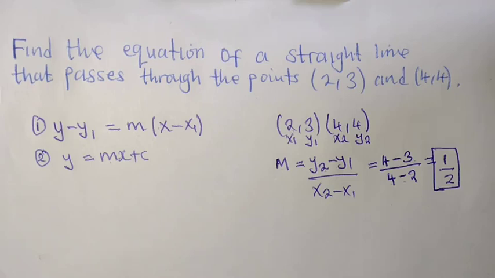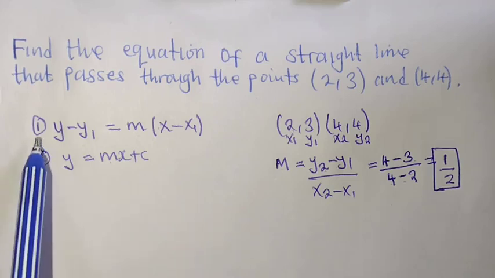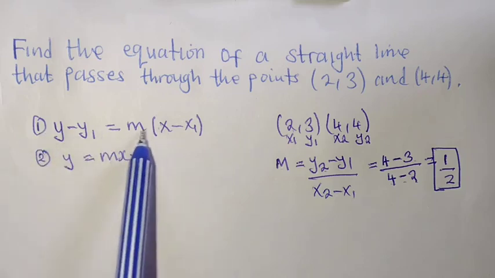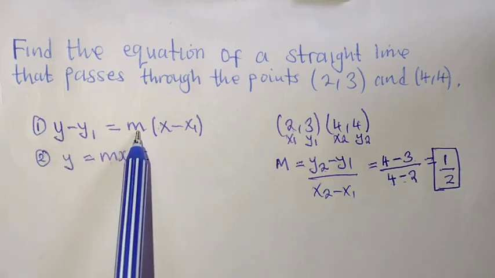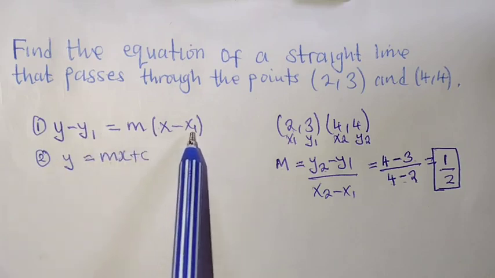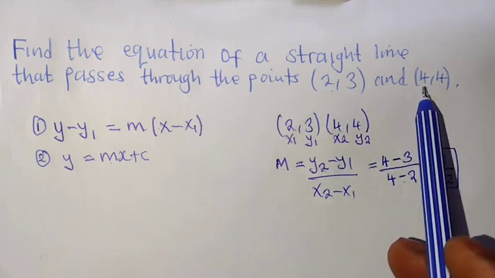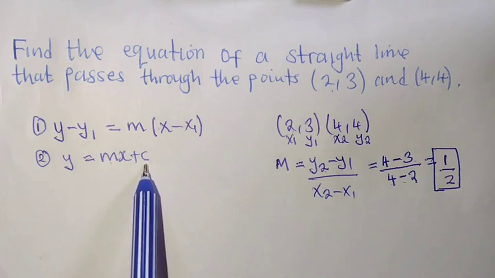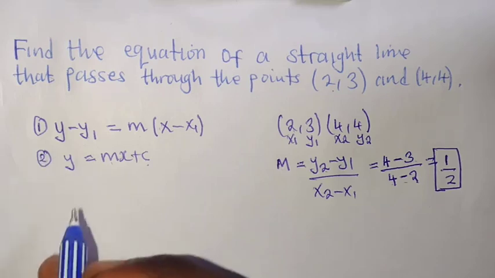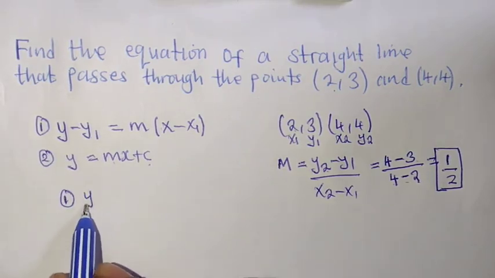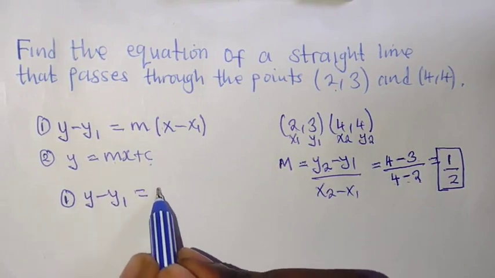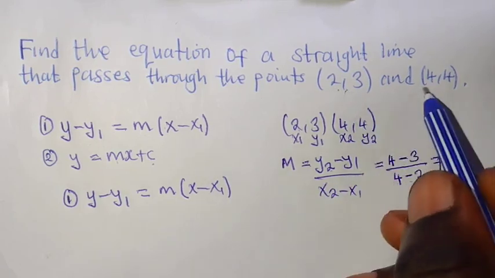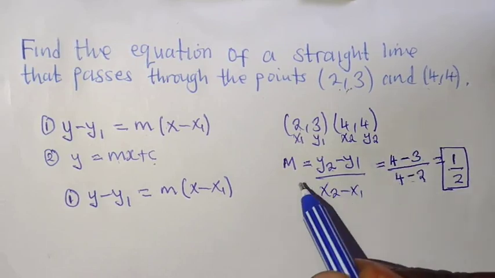After finding the gradient, you can use either this formula or this one to find the equation of the straight line. If you use the first one, you go direct. You just substitute the gradient and y1 and x1, picking either this coordinate or this coordinate. If you use the second one, first you need to find the value of c, then you work it out. I'll start with the first formula, where we have y minus y1 equals m in brackets x minus x1. From these 2 points, you can take either this one or this one. It's up to you which one you are comfortable with.